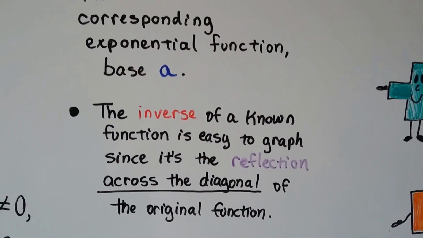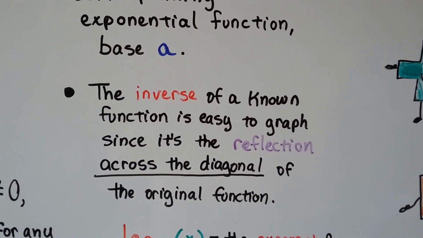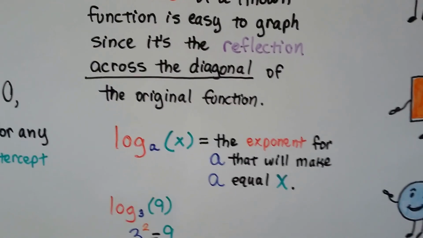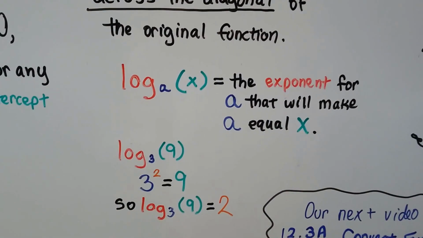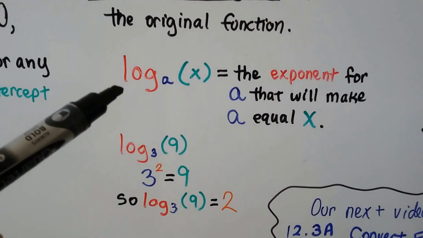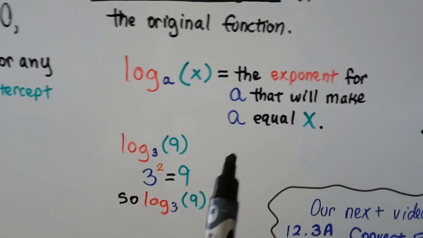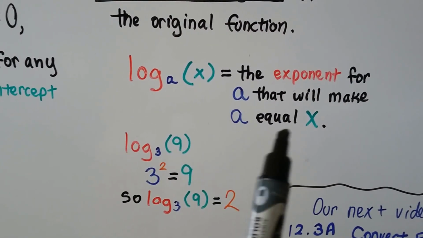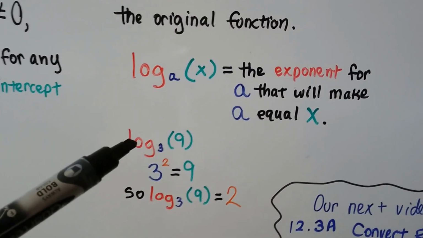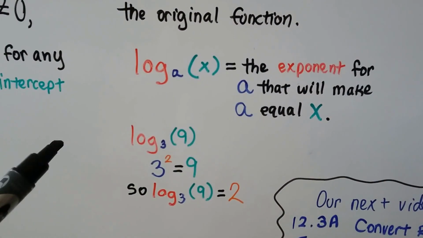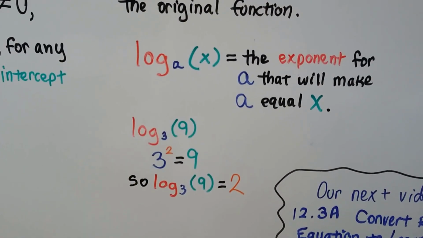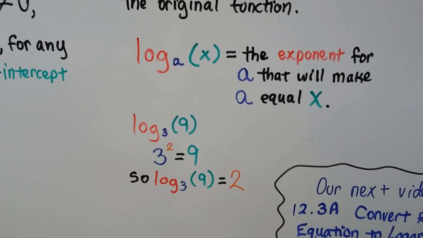And the inverse of a known function is easy to graph since it's the reflection across the diagonal of the original function. Now, keep an eye on this because we're going to do a lot of this in the next couple minutes, all right? We've got the log base a of x. It's the exponent for a that'll make a equal to x. Put it this way, if we have log base 3 of 9, what exponent can we have for 3 that'll make it equal 9? Well, the exponent would be a 2.